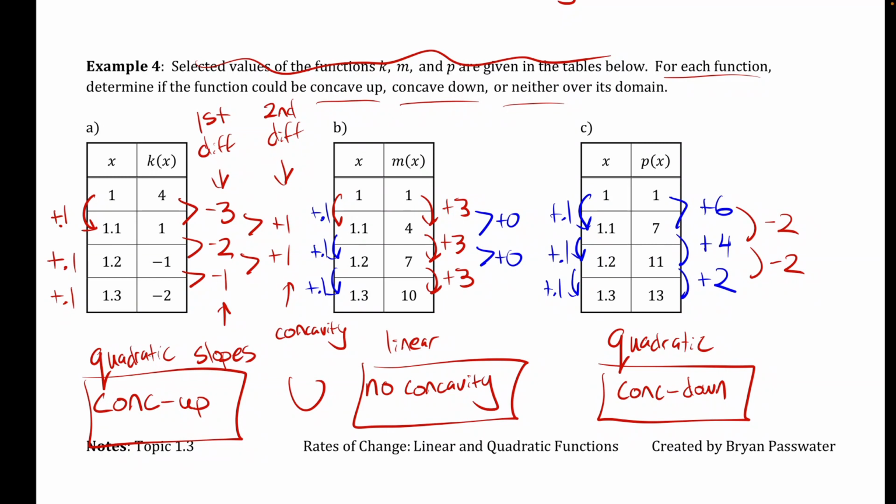In part B, we found that this was linear because the first differences were all the same number. They were all constant. If it's linear, that means the second differences are 0, meaning you have no concavity. You could have also written neither. In part C, the first differences were 6, 4, 2. Second differences were both -2, -2. Second differences are the concavity. Negative means we're concave down. And because they're the same number, that means we are quadratic.